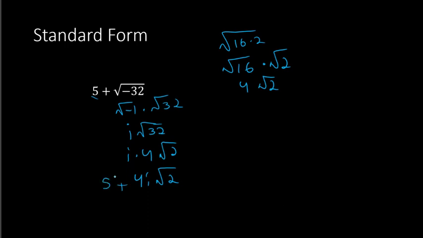So we have 5 plus this. So this would be our expression written in standard form. So the imaginary part, we would write it in this format where we have the real number or the rational number out in front, the I would come after, and then the radical would come at the end.